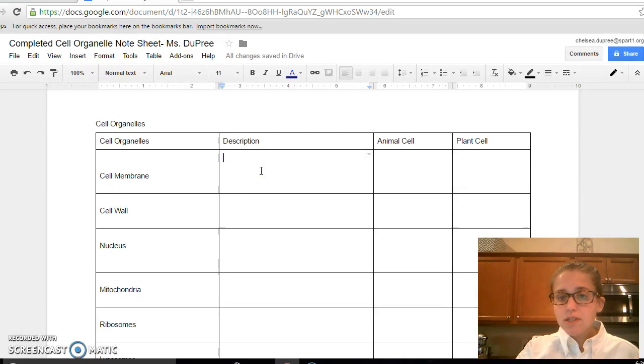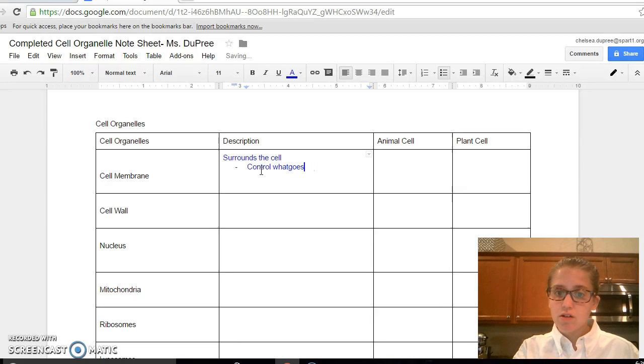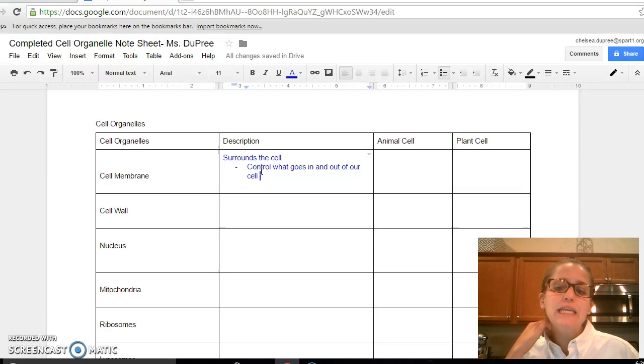Okay, let's start with the cell membrane. Now, the cell membrane surrounds the cell. And that sounds really basic, okay? But it's really, really important, okay? Because he's surrounding our cell so that he can control what goes in and out of our cell. And this is important because he helps our cells keep things like viruses and waste and all those bad things we don't want out of our cells. Okay, so he surrounds the cell and controls what goes in and out.